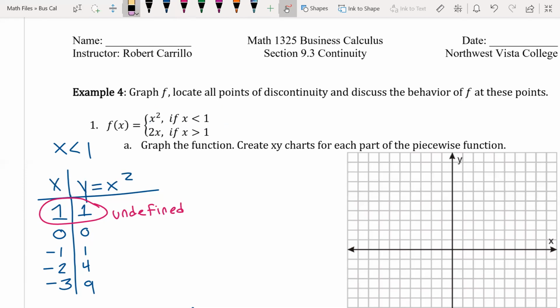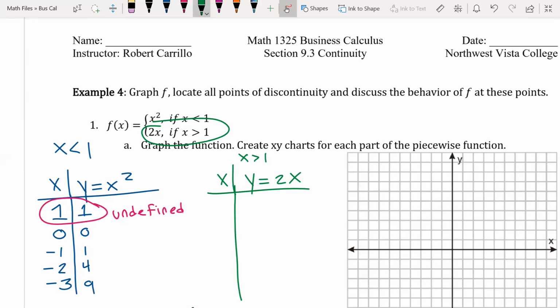Okay. And then we'll go ahead and graph 2x. So same process. X and y equals 2x. Put the restriction right above it. X greater than 1. And again, I'm going to start at 1. And I'm just going to go greater than 1. 1, 2, 3, 4, 5. And I'm only going up to these numbers because that's all that's going to fit on our graph. Plug these numbers into 2x and you'll get 2, 4, 6, 8, 10.